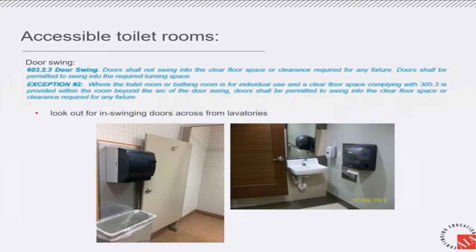There's that picture again. Why is that picture here again? Oh, look out for in-swinging doors across some lavatories. The whole door swing shouldn't be over the clear floor space of the fixtures. That is what the text is here, but I talked to you about it in the previous slide, so that's why it seems like an inevitable repeat.